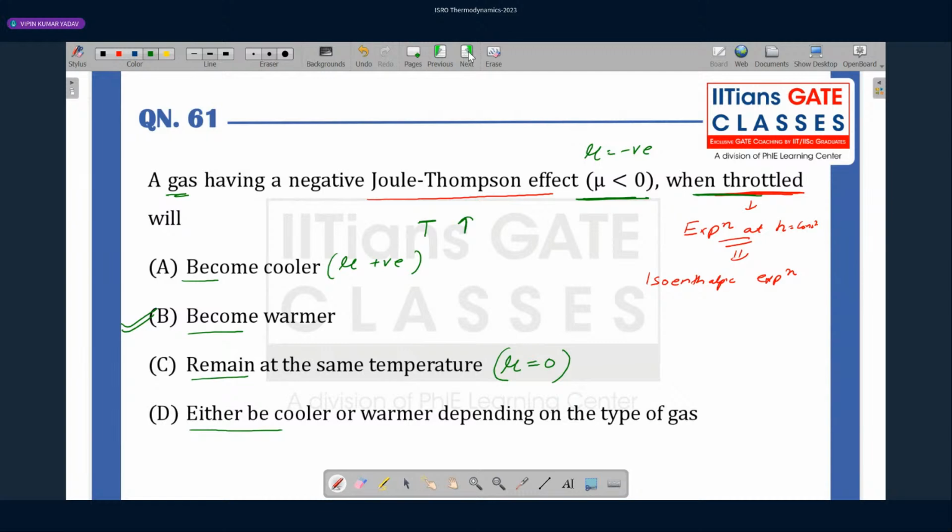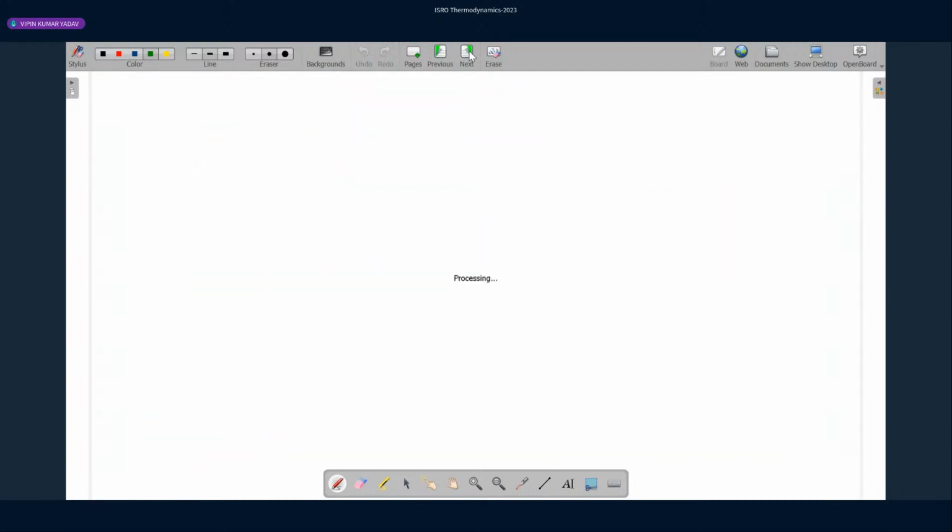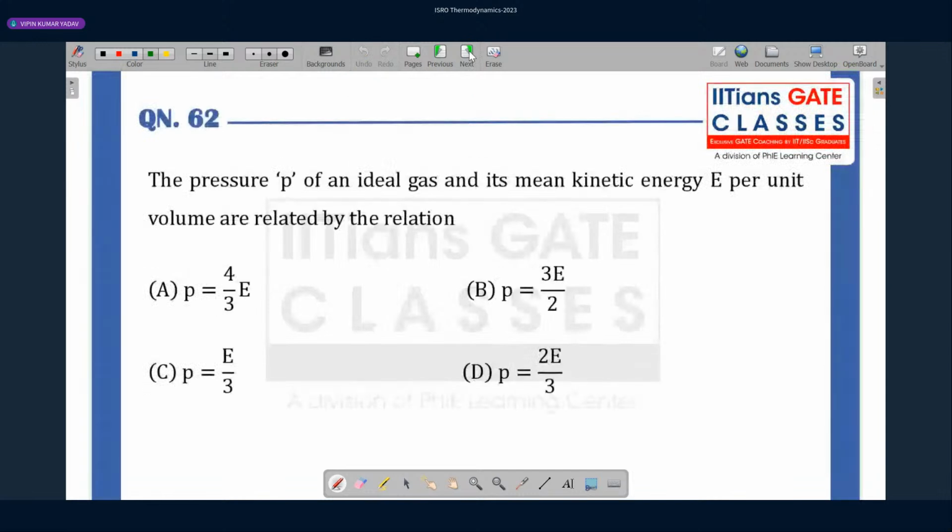Got it? Chalo. Let's move ahead with the next question. The pressure P of an ideal gas and its kinetic energy E per unit volume are related by the relation. How are they related? It's a very simple question actually, if you remember the concept.